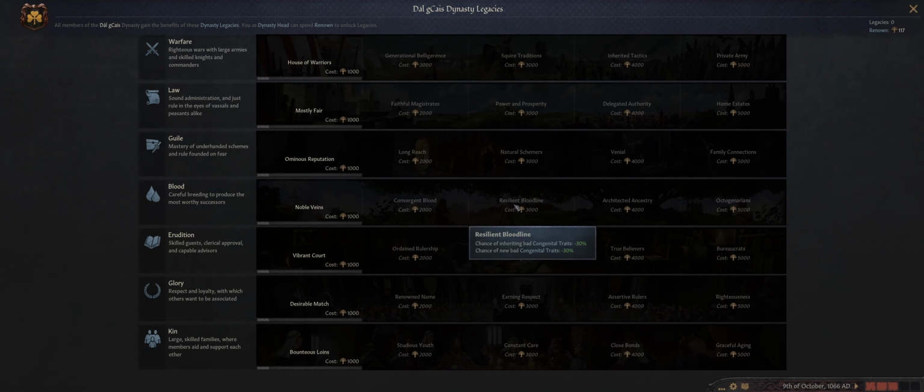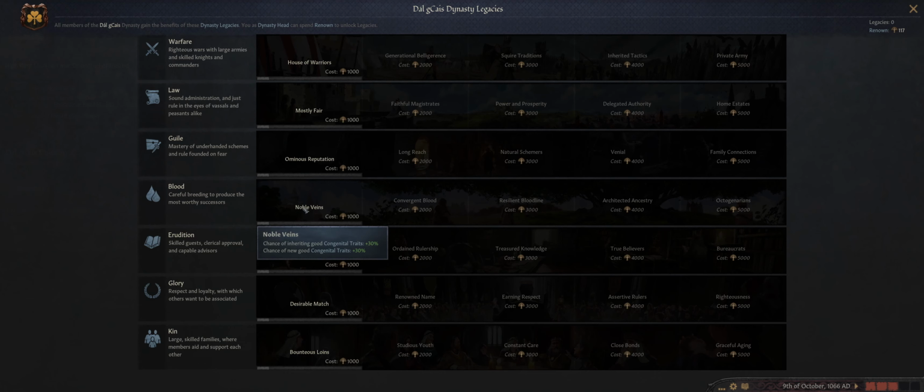And then lastly, I would recommend that you get resilient bloodline. Chance of inheriting bad congenital traits goes down by negative 30. Again, if you go back and watch the previous video, if you haven't seen it, we discussed the percentage chance of passing things on, and you want to breed out those bad traits, and this just makes that much easier. Though I would say out of all of these, the noble veins one is the one to get. The other two are great.